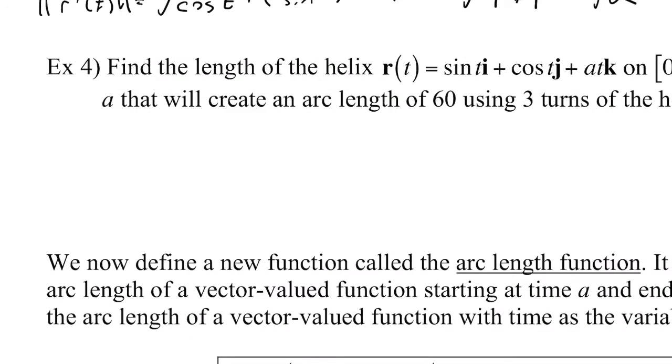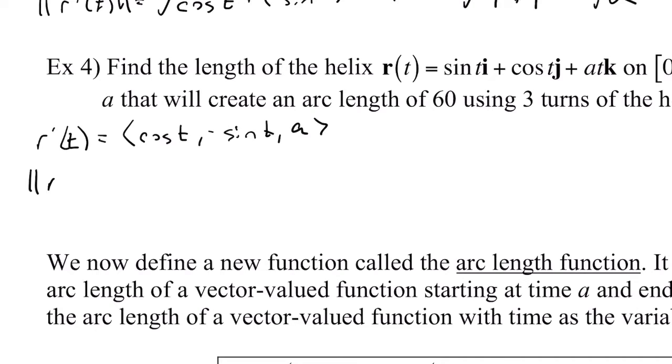And we're back. First up, we want to find r prime. First, we have to take the derivative of sine of t. That would be cosine of t. Then we take the derivative of cosine of t. That is negative sine of t. And then the derivative of a of t would just be a.